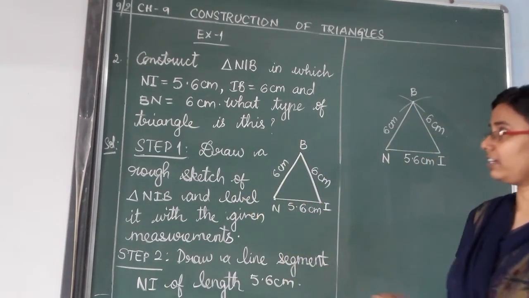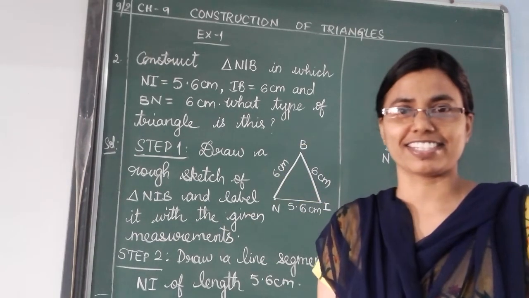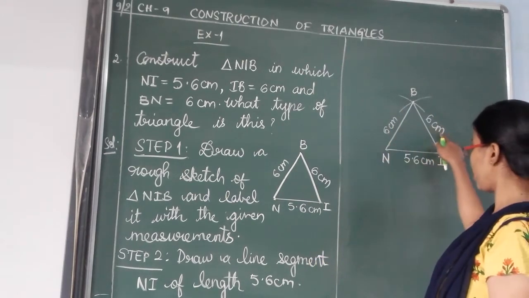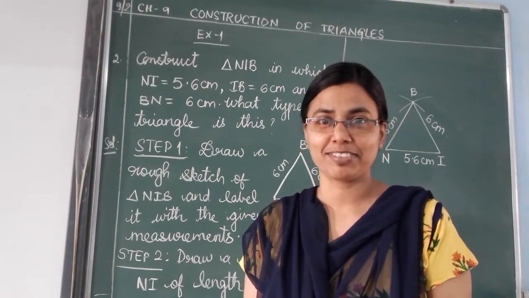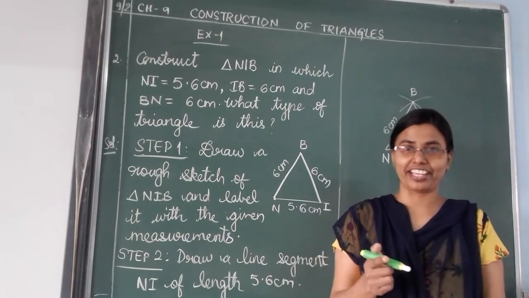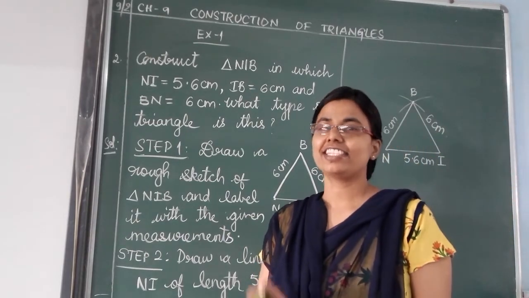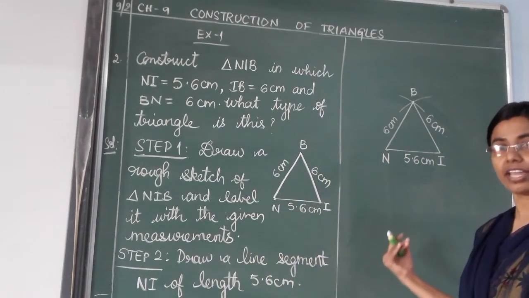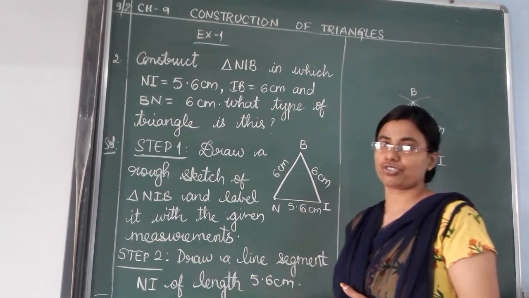Now you know that what type of triangle is this? This is the question which is asked. What type of triangle is this? You know that two sides are equal. What is the name? Come on, guess it. Well done. You're all right. It's an isosceles triangle. So now, let's complete writing the steps of construction.